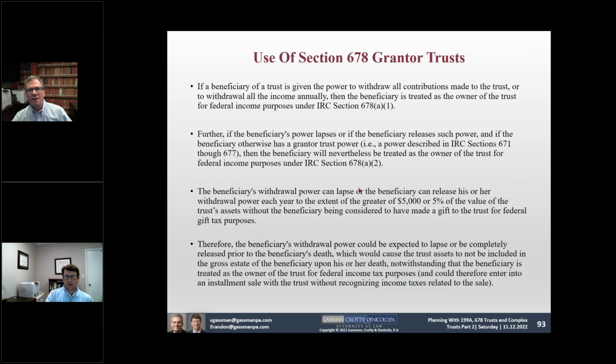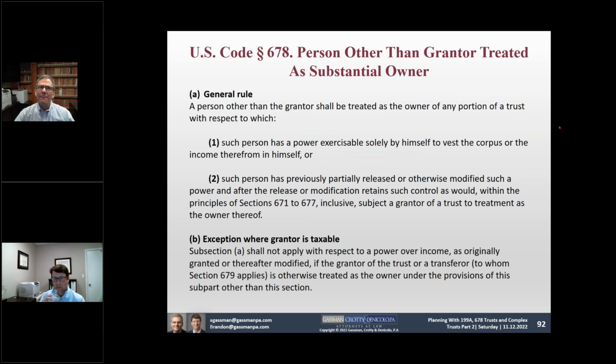So can I just mention another, I just find it so interesting. If you read 678, a person other than the grantor is treated as the owner of any portion of a trust with respect to which the person has a power exercisable solely by himself, but it could be women either, by the way, to vest the corpus or the income in himself. So does this mean that if I give my daughter the power to vest the income for herself, that the whole trust is considered as owned by her? Or does she have the power to vest her choice of the corpus or the income? And over 30 years after this section was added, nobody knows the answer to that question.